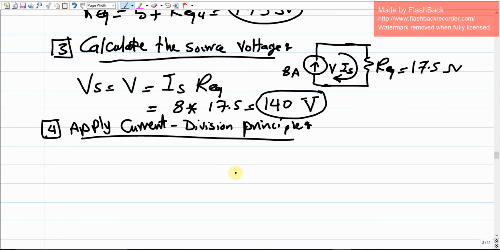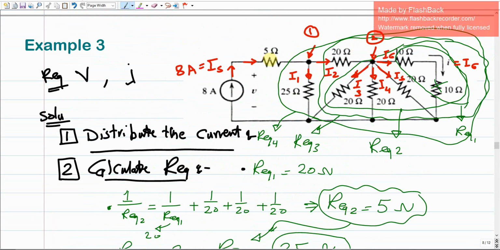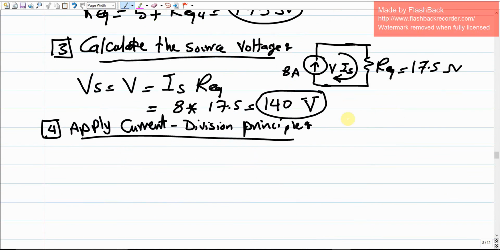I do have the total current, which is Is. Let us use a different color. So I do have the total current, which is going to be divided into I1 and I2. So how much is the resistance over I1 and I2?